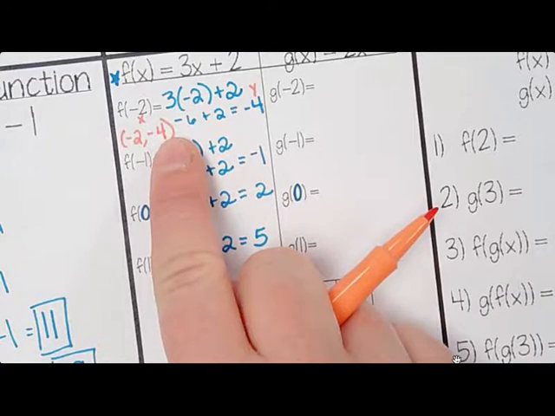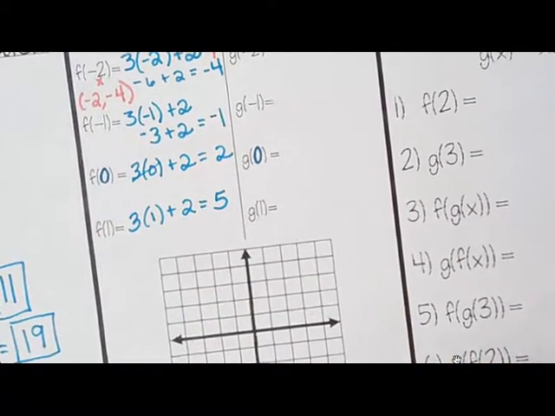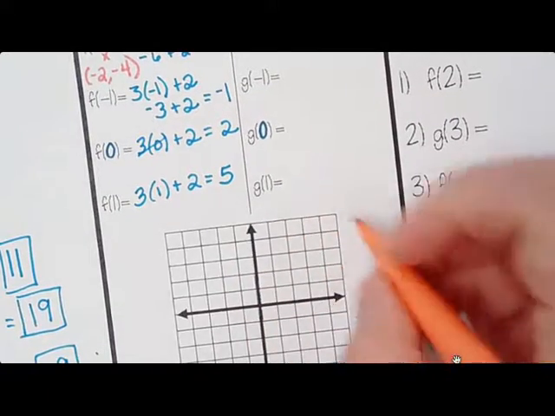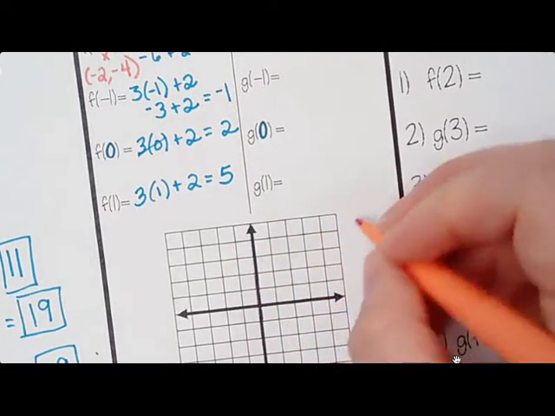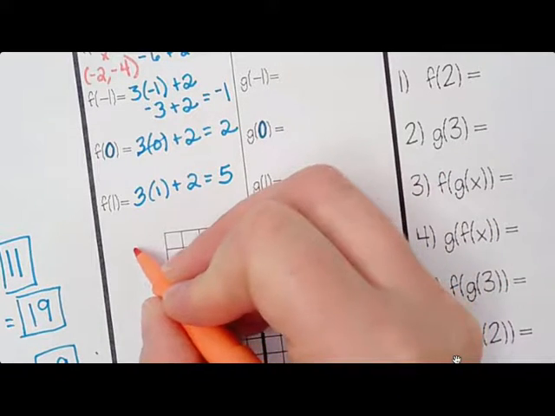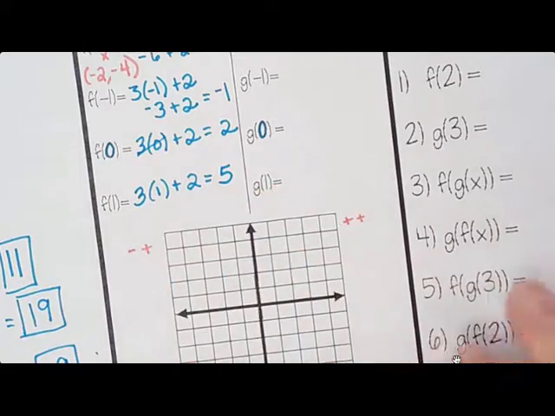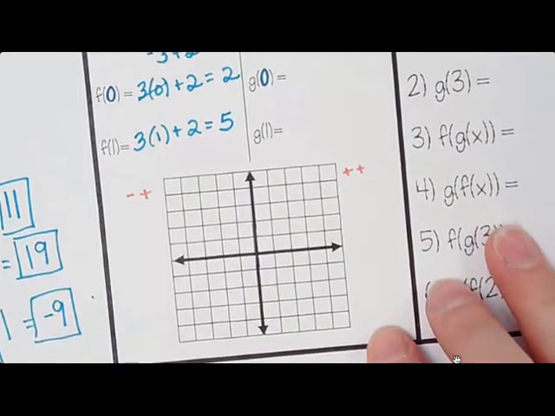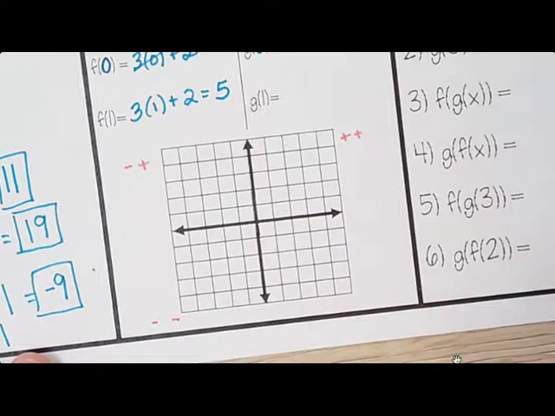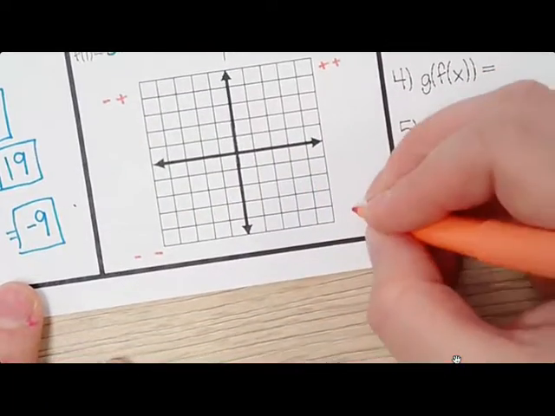So we're going to plot that on our coordinate grid. I know some of y'all still struggle with plotting. So we are going to look at quadrant 1 right here is your positive. Quadrant 2 is negative. Quadrant 3 is negative. And quadrant 4 is positive.